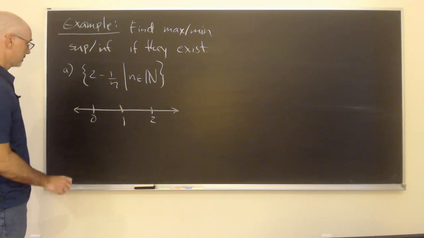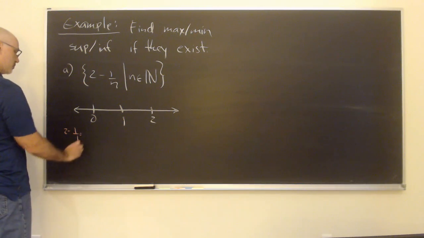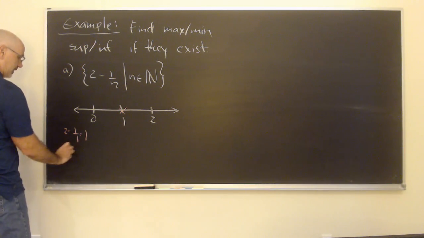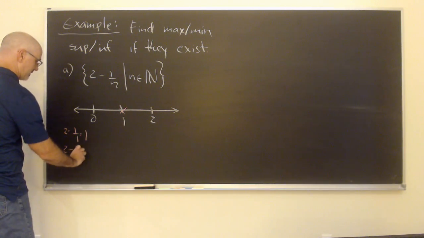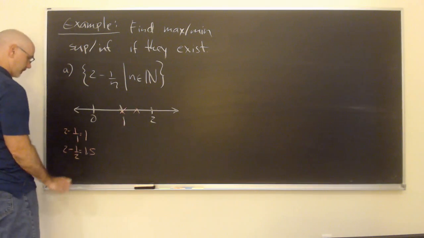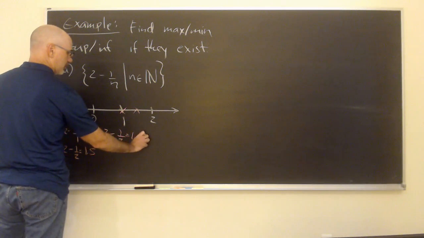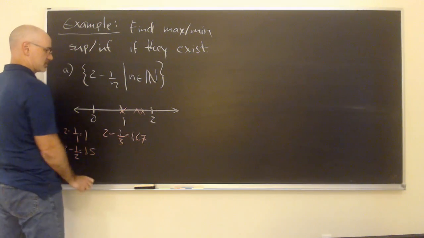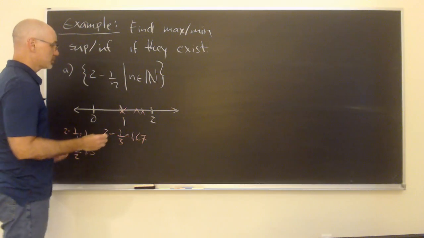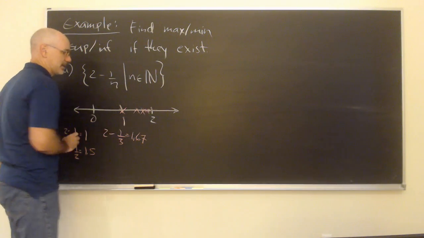So the first term would be 2 minus 1 over 1. So that's 2 minus 1, or 1. That puts me there. The next term would be 2 minus a half. So that's 1 and a half. Puts me there. Then 2 minus 1/3, which is about 1.67. Puts me there. And then we can see what's happening. We're subtracting smaller and smaller numbers from 2, and so we are approaching 2, but we're not going to hit it.